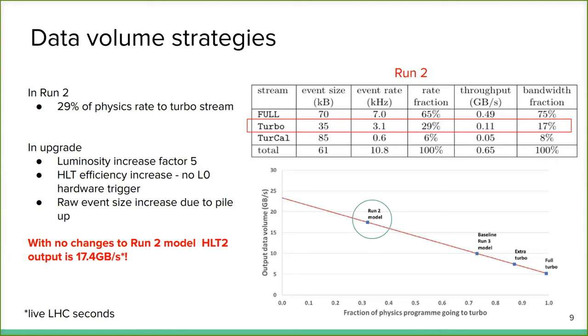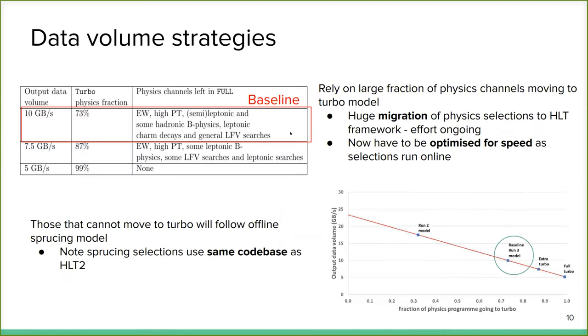If we were to not change our stream split with our physics, we'd have a HLT2 output of 17.4 gigabits per second, which is obviously unsustainable. So we're relying on a large fraction of our physics channels moving to the turbo model. And on the left, you can see our baseline model here. So we're looking at 73% of our physics going to turbo stream, which gives us an output data volume of 10 gigabytes a second. Now this obviously requires a huge migration of physics selections to the new HLT framework.